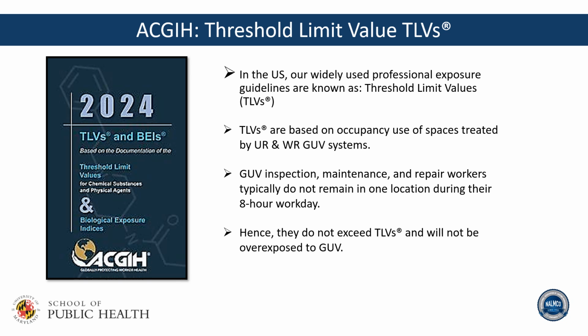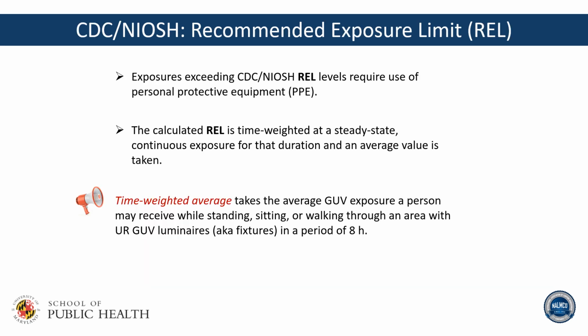Let's have a look at ACGIH's threshold limit values, TLVs. In the US, our widely used professional exposure guidelines are known as TLVs. They're based on occupancy use of spaces treated by upper room and whole room GUV systems. GUV inspection, maintenance, and repair workers typically do not remain in one location. They move around, so during their 8-hour workday they are not overexposed to GUV. CDC NIOSH requires PPE if exposures are exceeded.